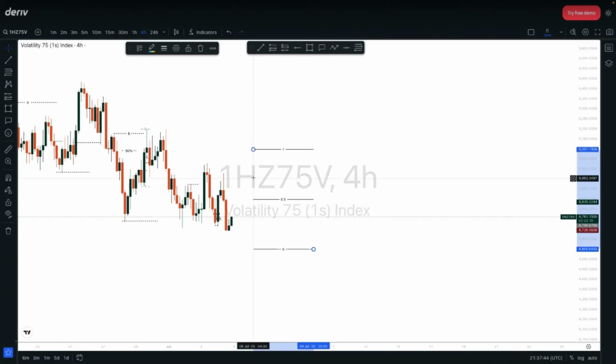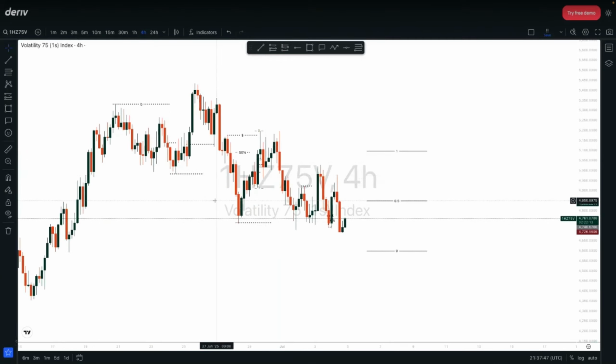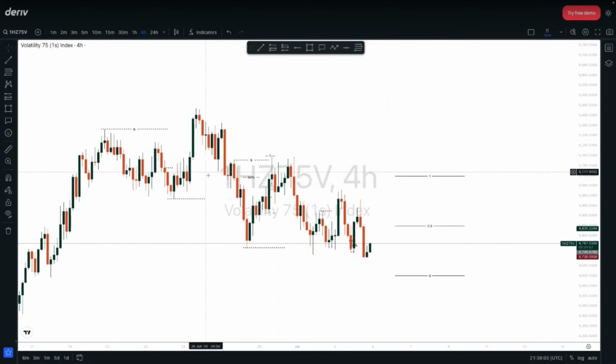I want to see that every retracement, yeah, Fib is 0, 0.5, and 1. That is correct. Thank you so much, Maverick. I want to see that every retracement has a pullback to at least the 50%. That's the first one. So we are on the 4 hours now.